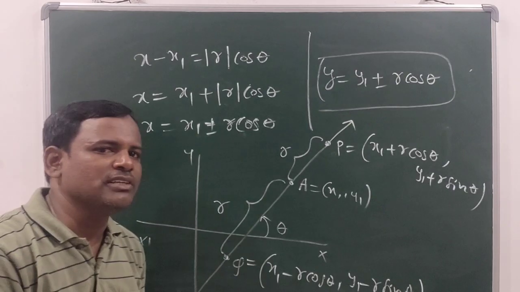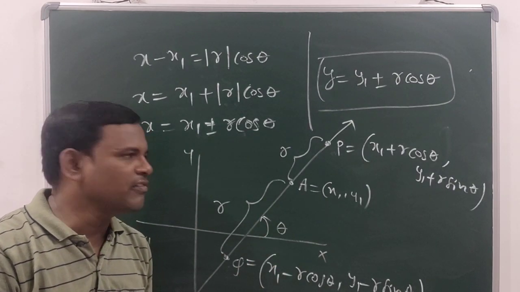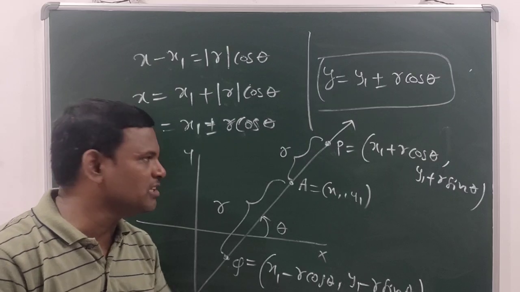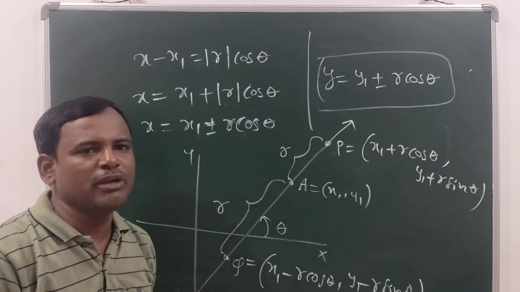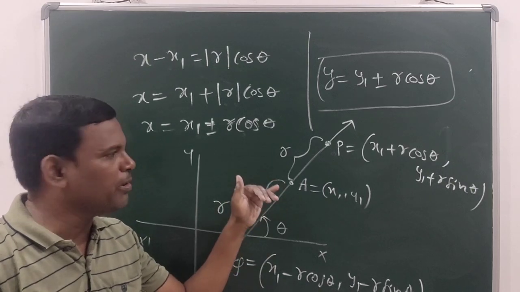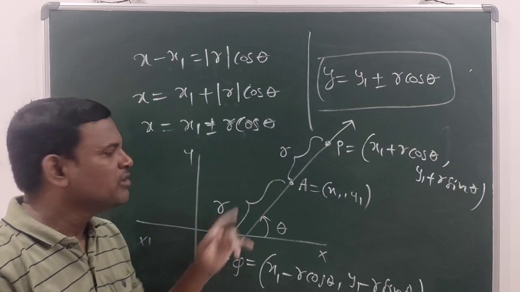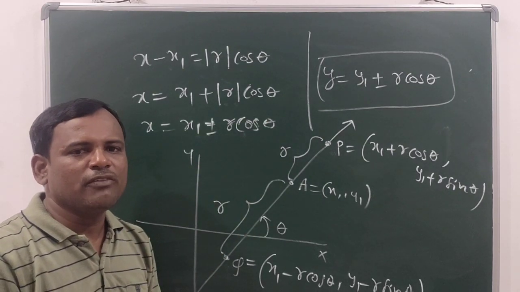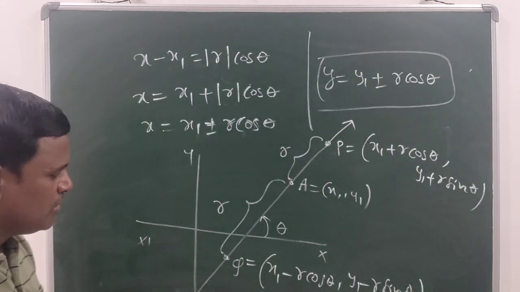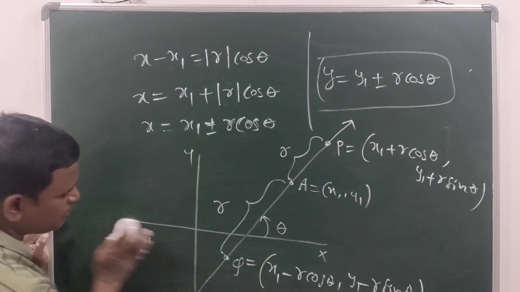Are you getting me, students? Here a fixed point is given, and they will ask us to find any 2 points on the same line which should be r units away from A. Means either that required point may be above A or below A. So in such a case we use this parametric form of line equations.